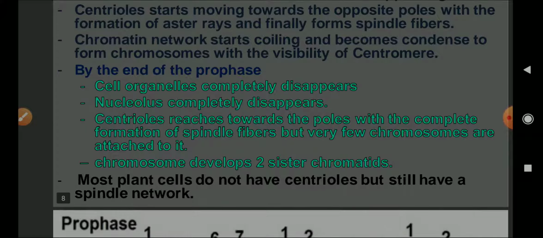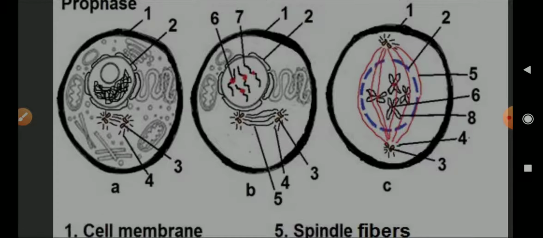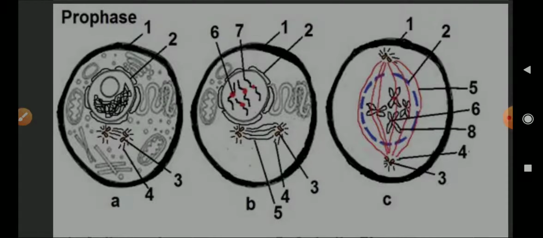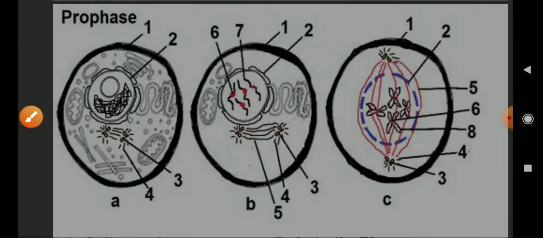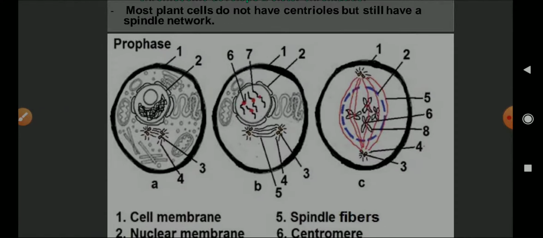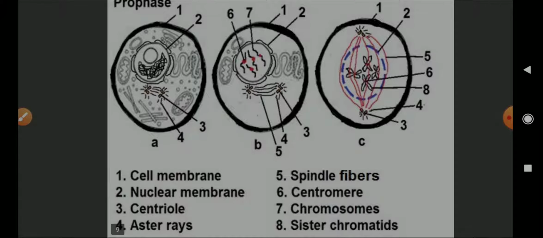How does the prophase look? The prophase looks like this. If you see the figure, this is figure A, this is figure B, and this is figure C. Let us talk about figure A. In figure A, you will see each and everything: a nucleus, chromosomes, nucleolus, all the cell organelles, as well as the most important part seen during cell division, the centriole. So centrioles are also seen here.